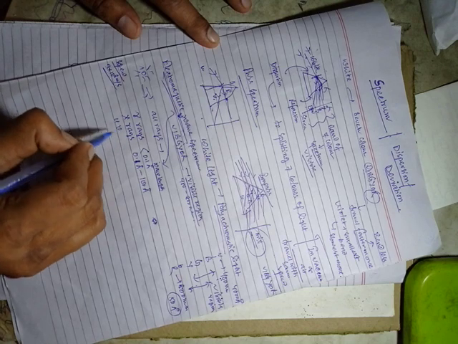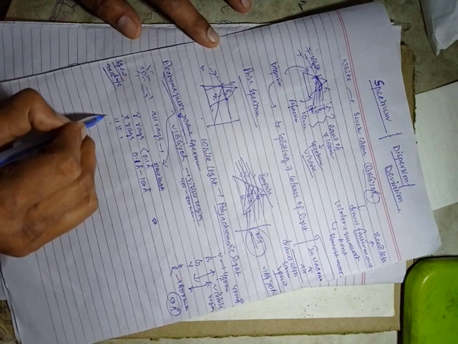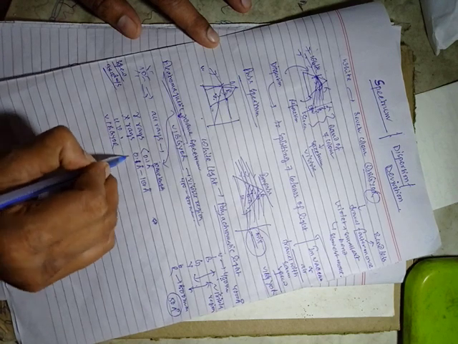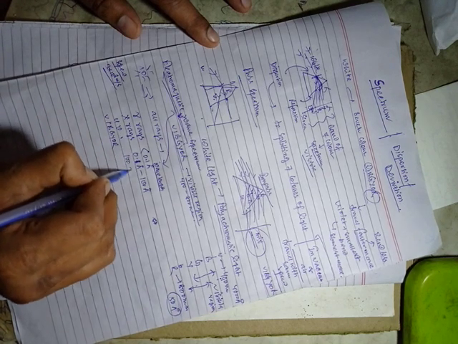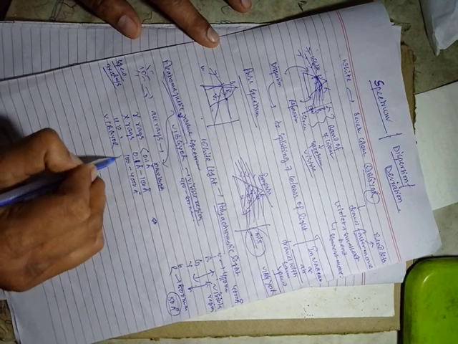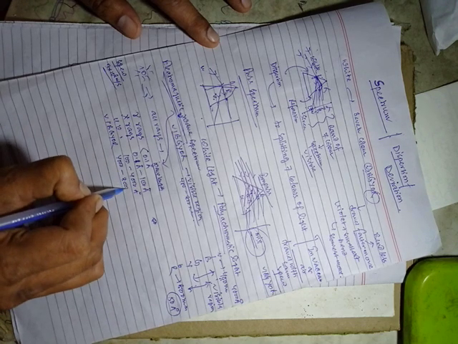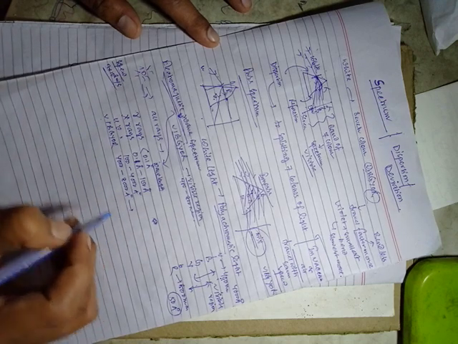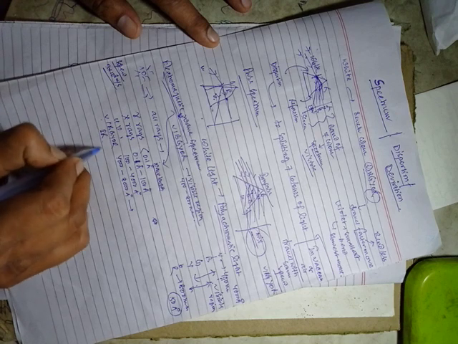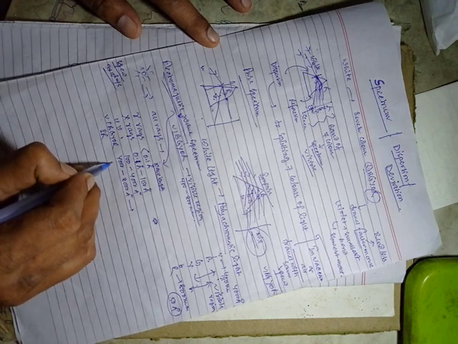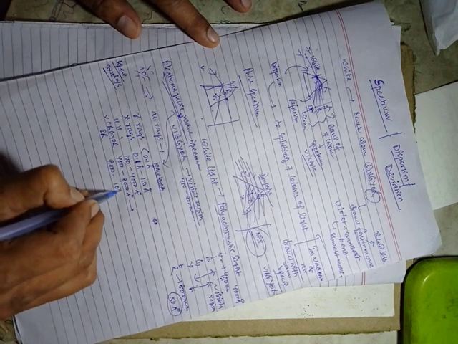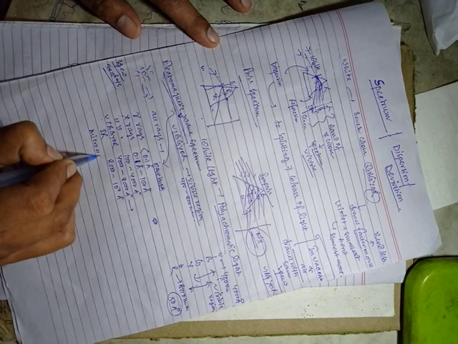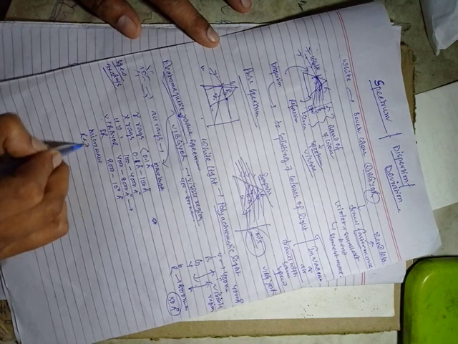Then UV rays, and after UV, VIBGYOR, the visible range. UV falls from 100 to 4000 angstrom, and then 4000 to 8000 angstrom is VIBGYOR, the visible range. After that infrared, from 8000 to 10 to the power 7 angstrom, and then microwave, and then radio wave.